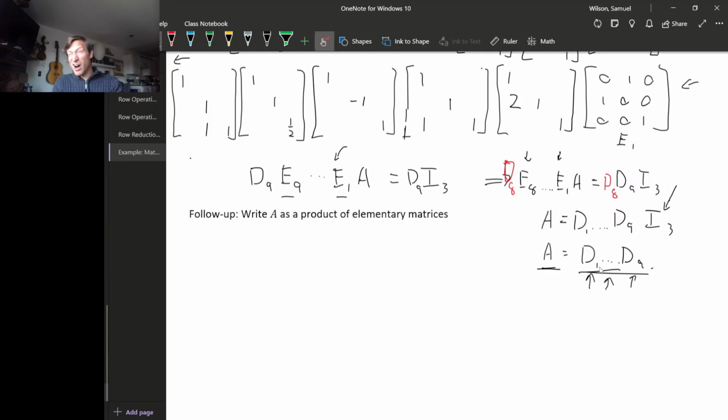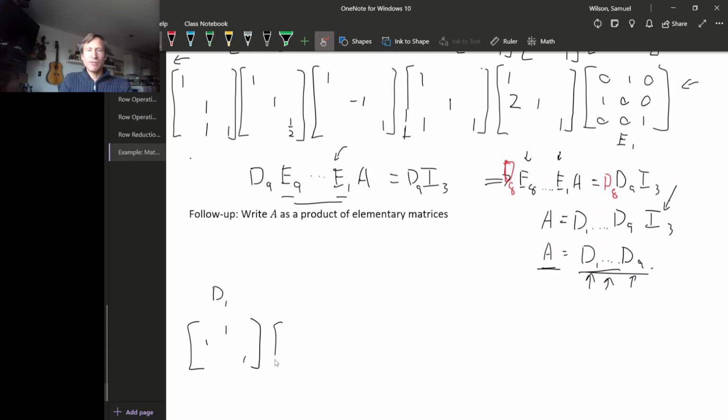Notice that they're in the opposite order as the elementary matrices. So first we need to write down D1, which is the operation that undoes E1. So how do you undo a row interchange? Well, you do the exact same row interchange again. The first row interchange would switch the rows, but then doing it again will switch them back to where they used to be. So D1 here is this.